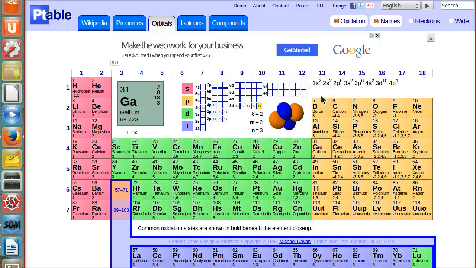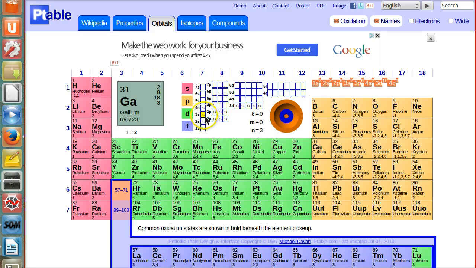Now, what I want to point out to you at this point is this thing up here. This is what we call the electron configuration of this element, gallium. 1s2, 2s2, 2p6, 3s2, 3p6, 4s2, 3d10, 4p1. That is a way to write out where all the electrons are in the atom in terms of energy level and sublevel. You'll notice that all the s's can hold 2.